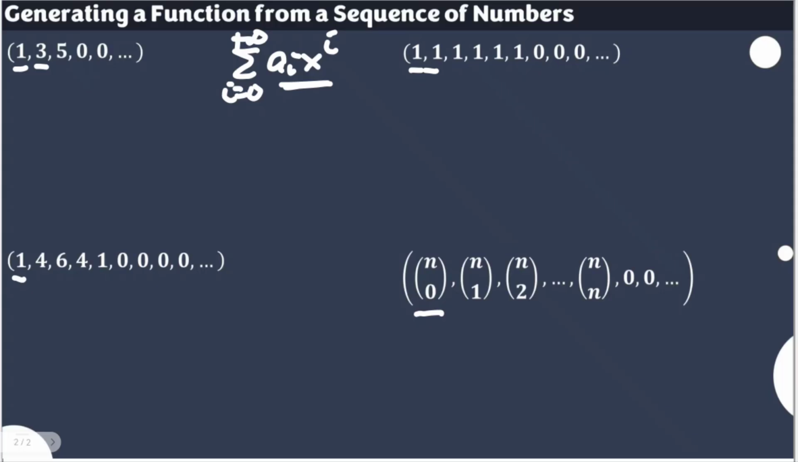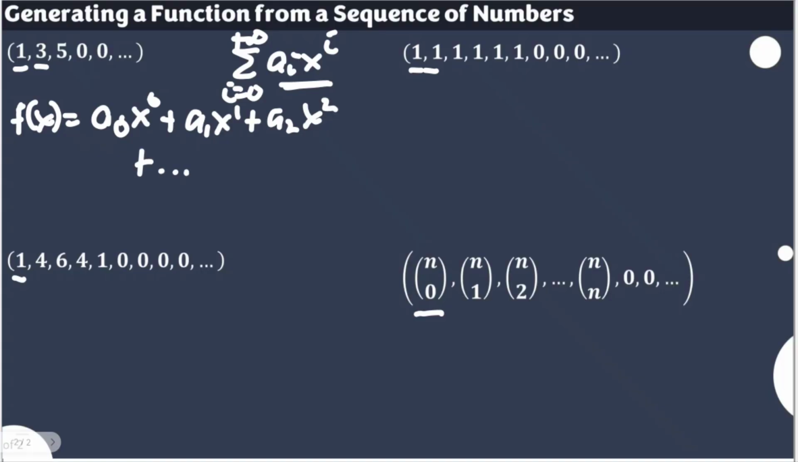So let's start with the first sequence here. We have 1, 3, 5, 0, 0, and so on and so forth, with zeros as the next terms. In short, our f of x here is again the sum of a sub i x to the power of i. So we have a sub 0 x to the power of 0, and so on. We can simply substitute that. By expanding the series, we have a sub 0 x to the power of 0 plus a sub 1 x to the power of 1 plus a sub 2 x to the power of 2 plus dot dot dot, and so on and so forth, right?